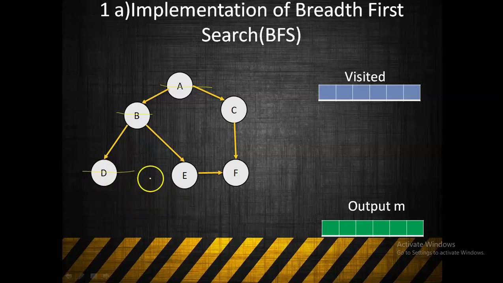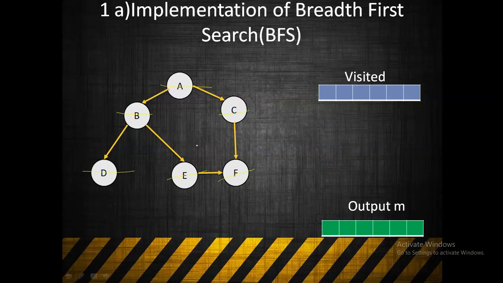After that, there is no child node, so backtrack to B. Then now we find E. Then again a child, F. Again there is no child, so backtrack to E. There is no other child, so backtrack to B. There is no other child, so backtrack to A. There is another child, which is called C. This is the process of depth first search.